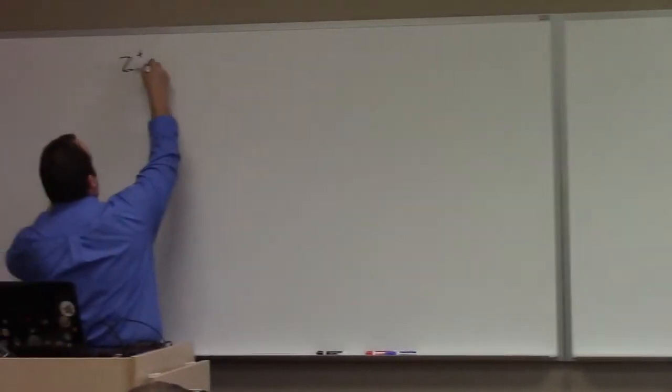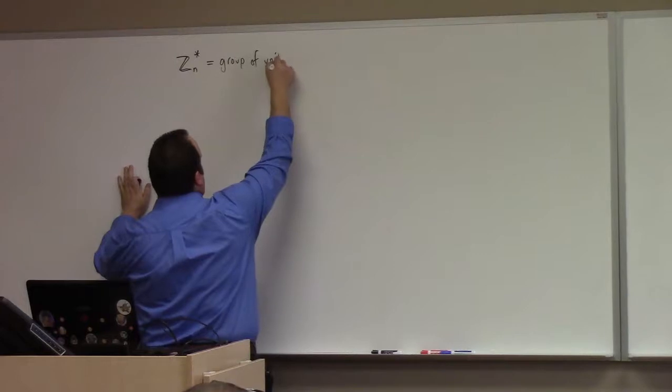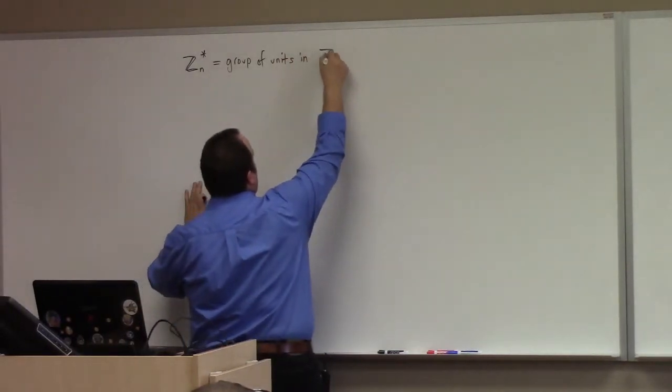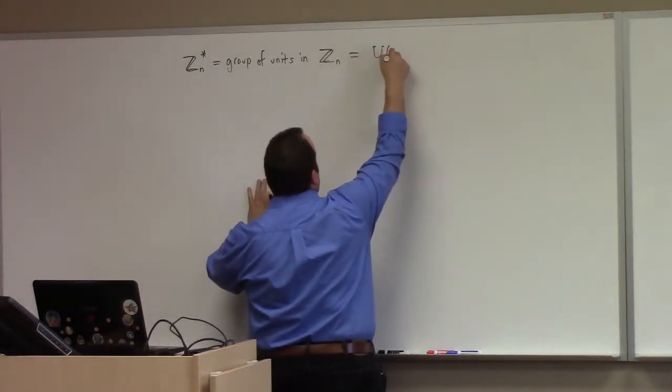So let me just talk to you. I'm going to talk to you about some theorems that we know for groups of units. So we've been using the notation Zn star, right? So what was Zn star? The group of units, right? In Zn. Now, another popular notation for this is Un.